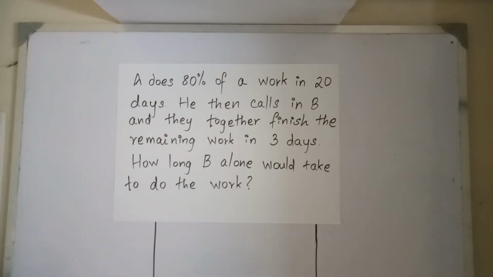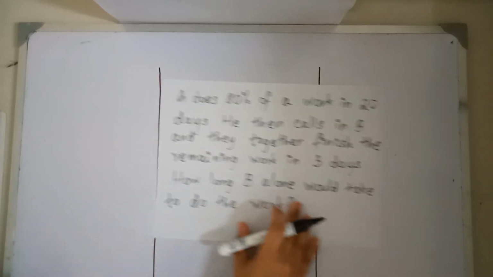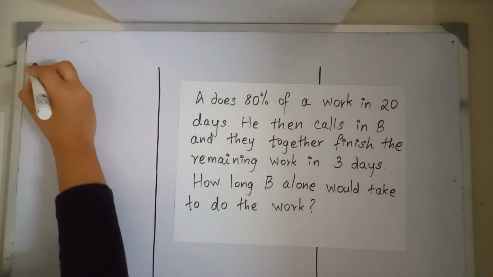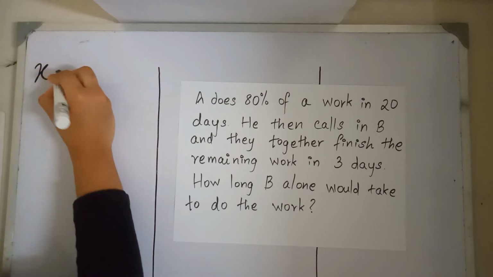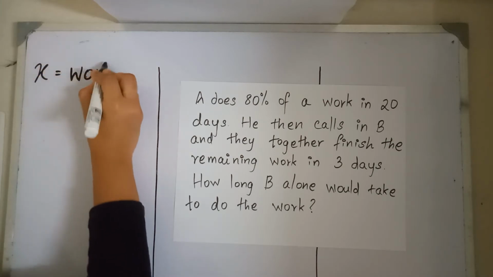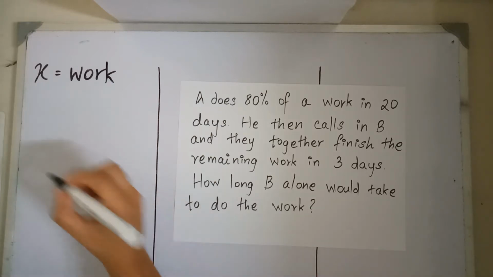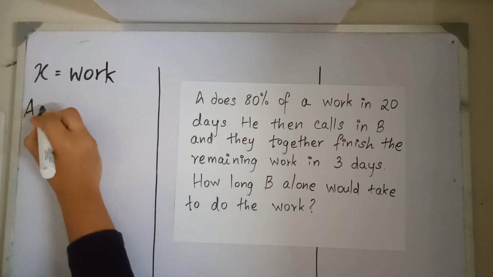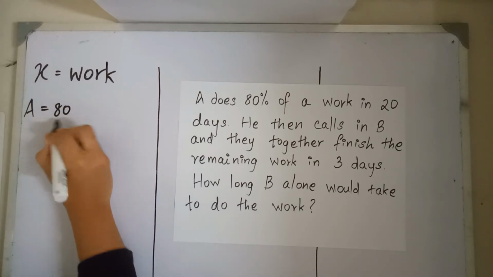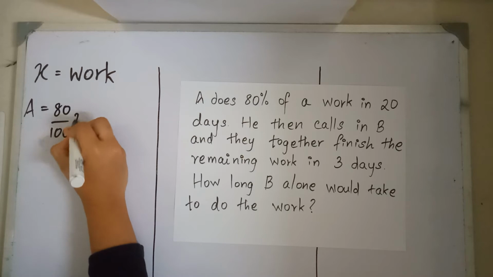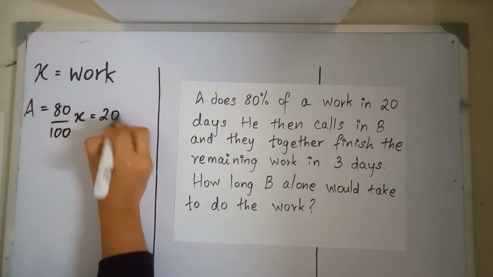So this problem requires a little higher order thinking. It's not so direct. First, I'll be taking the total amount of work as X. This is the total work. Now the question states that A does 80% of the work in 20 days. So A will do 80% of X, which is the work, in 20 days.